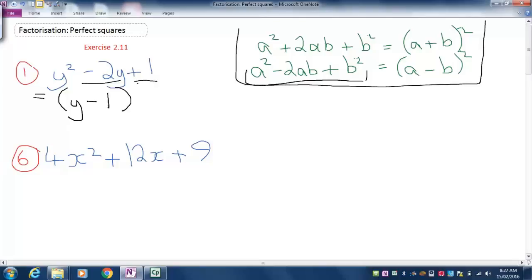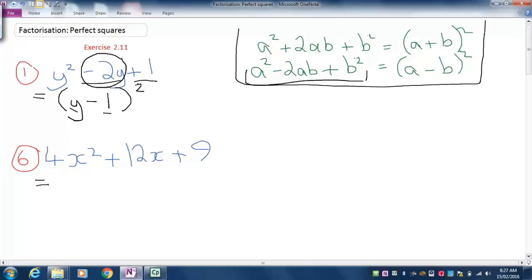And we can check that that's correct because this middle term here should be the product of the first and the last term in brackets doubled. So negative 1 times y gives me negative y, times 2 gives me negative 2y. And I just need to remember to square it.